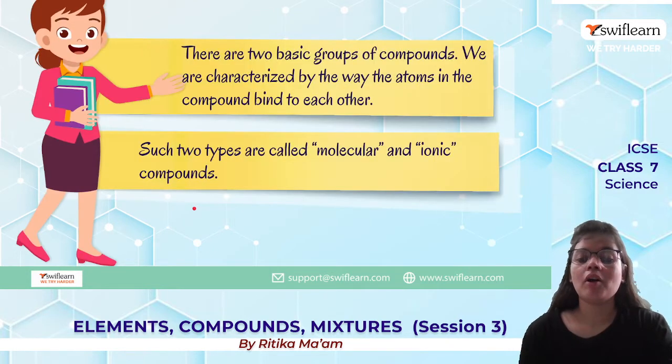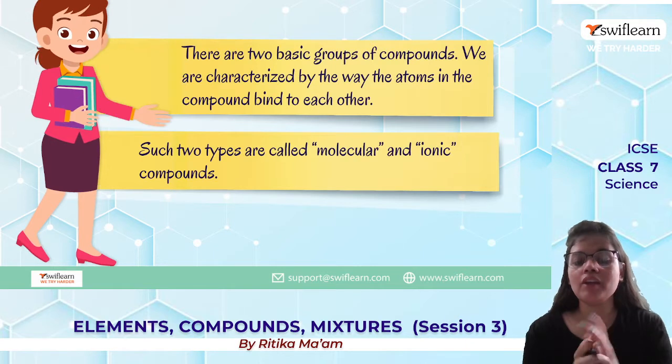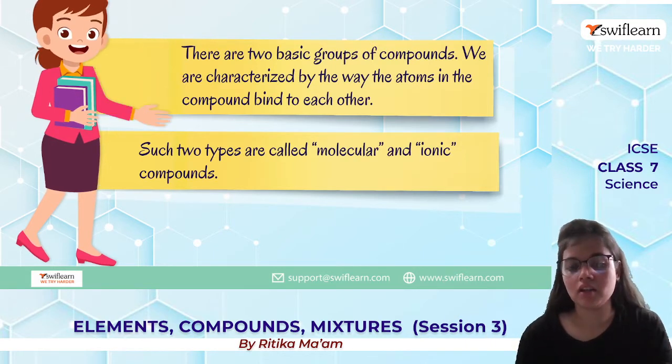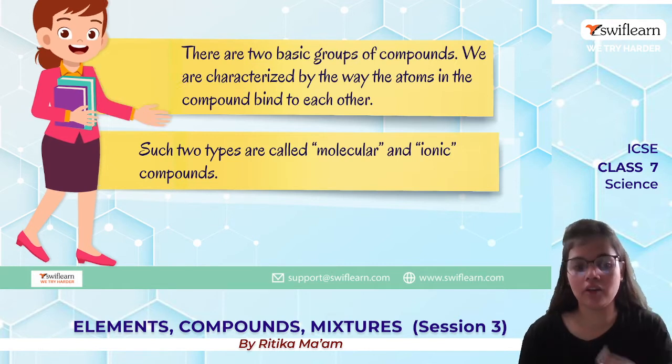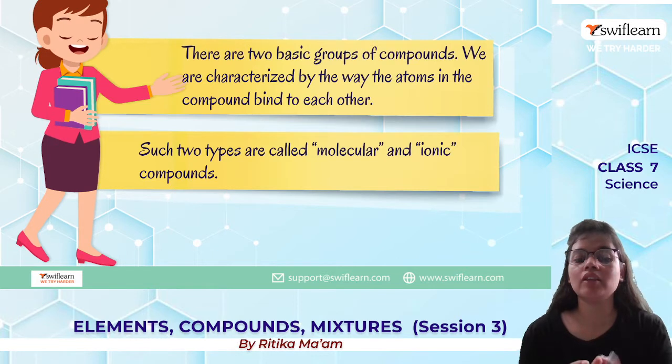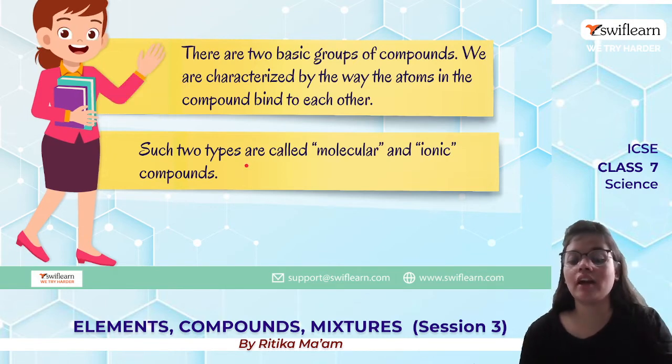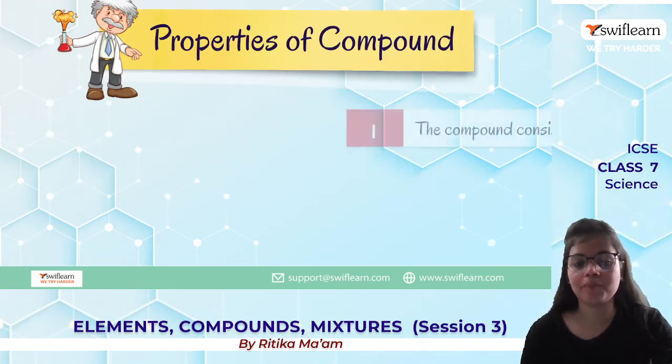Now, talking about classification of compounds. So, if I talk about compounds, we have categorized them into 2 parts, which are molecular and ionic. So, how has this categorization happened? It is by the way the atoms bind to each other. So the way the atoms bind to each other, we have classified them into molecular and ionic compounds. We will be learning what is meant by molecular and ionic compounds in our further classes.